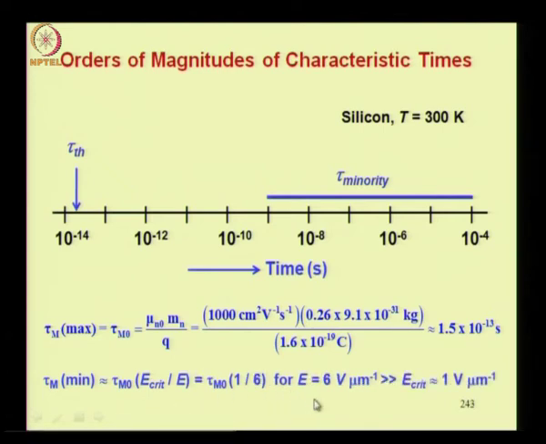whereas the minimum value is calculated for, say, E equal to 6 volts per micron. Okay, this is a very high field, and since this is much more than 1 volt per micron, we can use this approximation. So it is simply tau m0 by 6. So the maximum value is about 0.15 picoseconds and minimum value is 1/6 of that. So on the time scale it appears like this here.